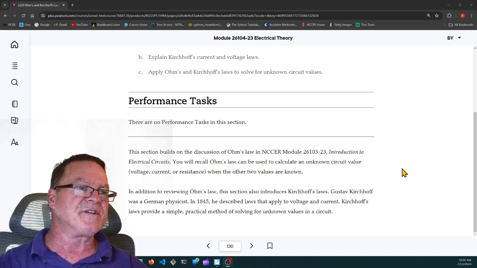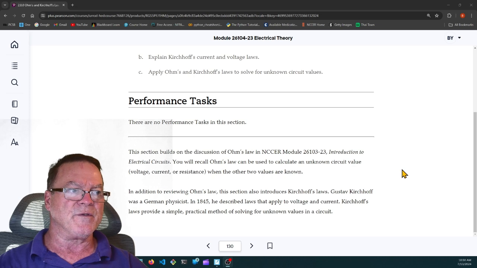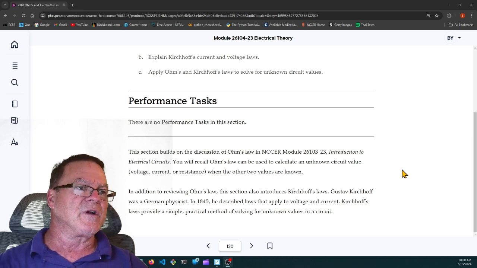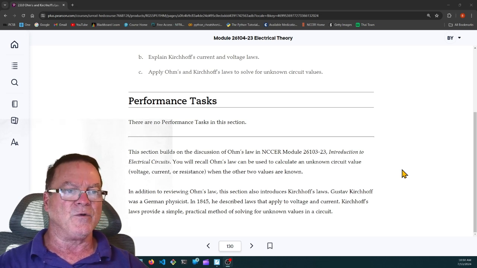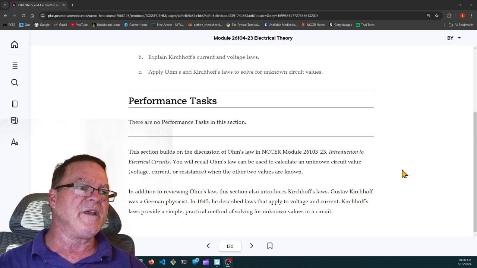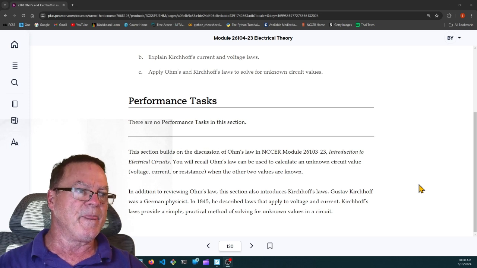This section builds on the discussion of Ohm's law in NCCER Module 26103. You'll recall that Ohm's law can be used to calculate an unknown circuit value, voltage, current, or resistance, when the other two values are known. In addition to reviewing Ohm's law, this section also introduces Kirchhoff's laws.